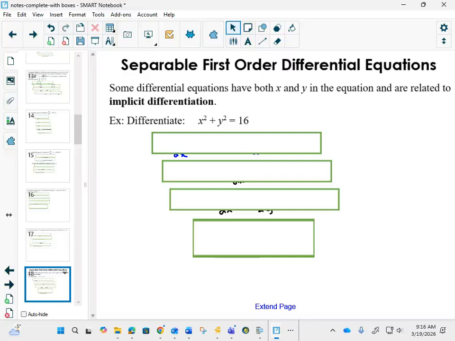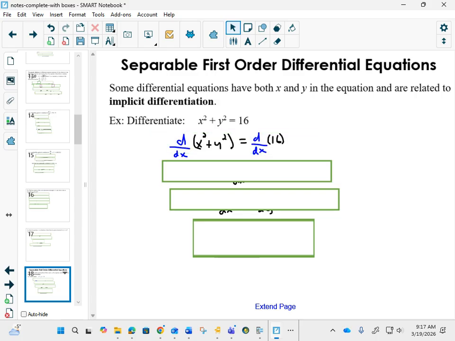First order differential equations. So this is really connected to implicit differentiation. When you had something where it wasn't easy to get the y by itself, we used implicit differentiation. Implicit differentiation said just do d dx of both sides. And whenever you had a y, well, the derivative d dx of y is just dy dx. So we deal with everything like normal derivatives.